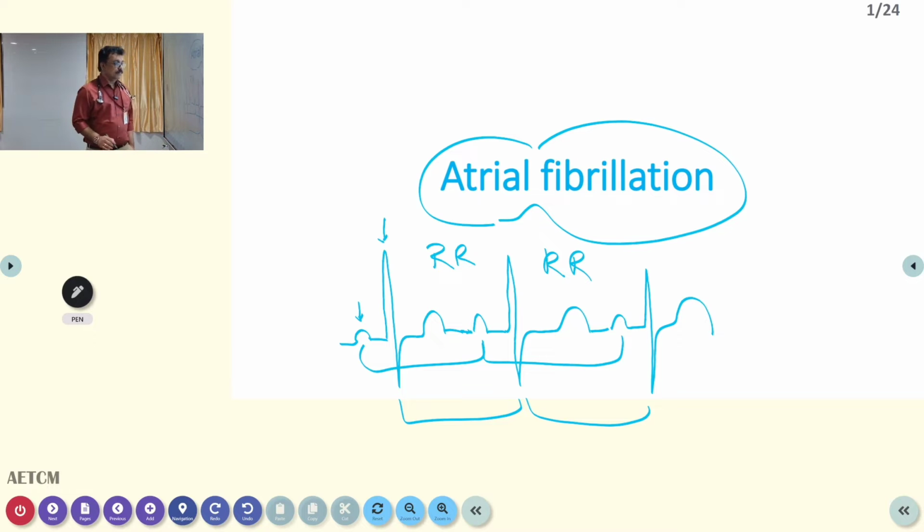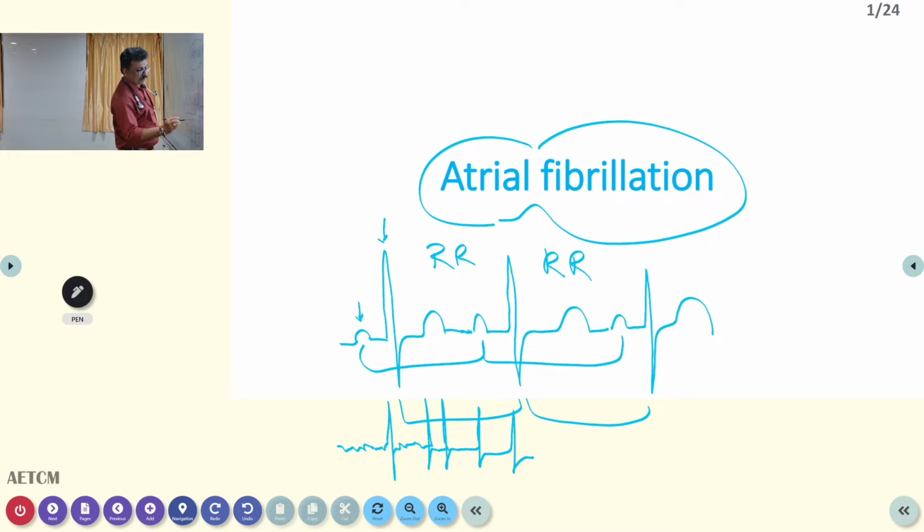Whereas in atrial fibrillation, P waves you may not see at all. Then a QRS complex comes. Then some irregular P wave. Then one QRS complex, then another QRS complex, and another. If you see, the RR interval will be totally irregular. So that is the most important feature of atrial fibrillation.